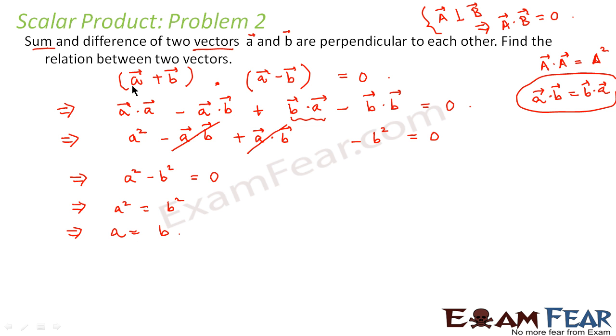Therefore, what did we observe? The question asked, find the relation between the two vectors. So, what is the relation? The relation is that magnitudes of A and B are equal. That is what we concluded, right? So, now you can see that it is very simple to apply scalar product. It is just one formula which you should remember, which is A dot B is equal to AB cos theta, where theta is the angle between the two vectors A and B.